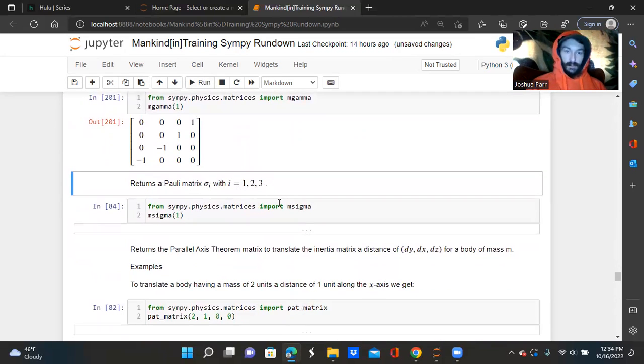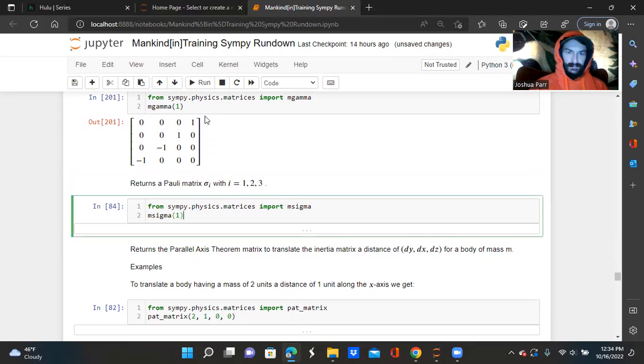Now this is going to return a Pauli matrix, sigma I, with I being equal to 1, 2, or 3. That should be in parentheses. I'm not sure why it's not. I wrote it that way. Sometimes Markdown does not do what you want. So here's the sigma matrices.